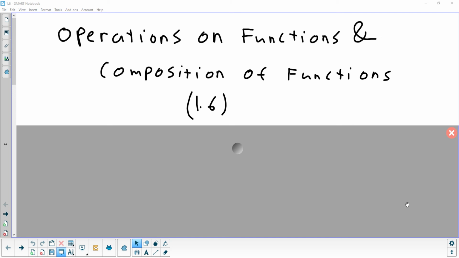This will be our last section that we look at in chapter 1. And this is on basically creating new functions, like you're given two functions, and you combine the two that you have together to create something new. So we're going to talk about different operations we can use on functions, including composition, which is an operation we can use.